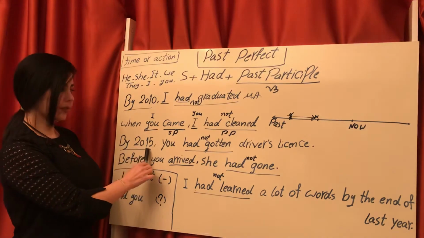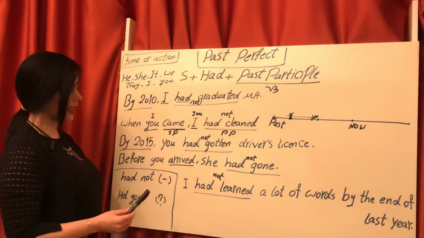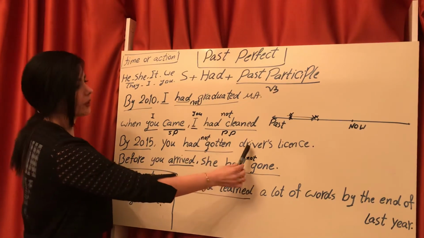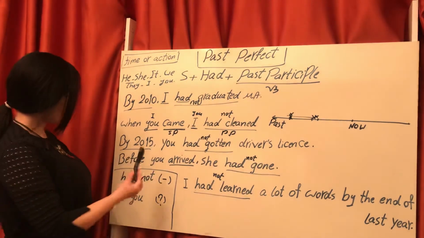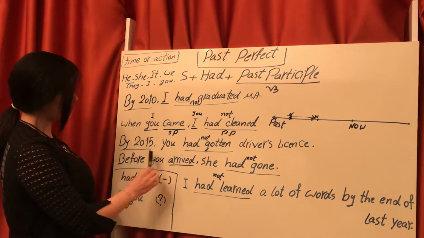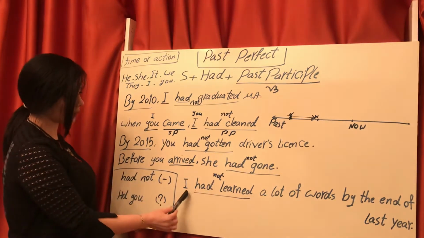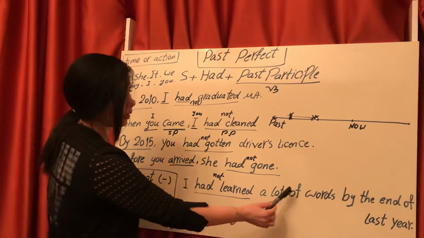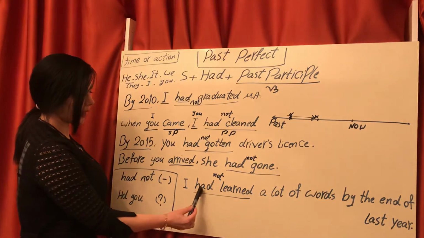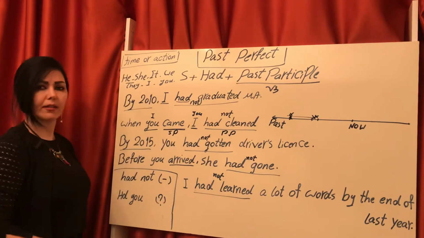By 2015, you had gotten a driver's license. For negative, by 2015, you had not gotten a driver's license. Before you arrived, she had gone. Before you arrived, she had not gone. And the last one, I had learned a lot of words by the end of last year. For negative, I had not learned a lot of words by the end of last year.